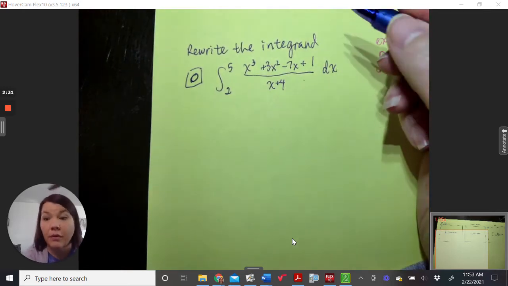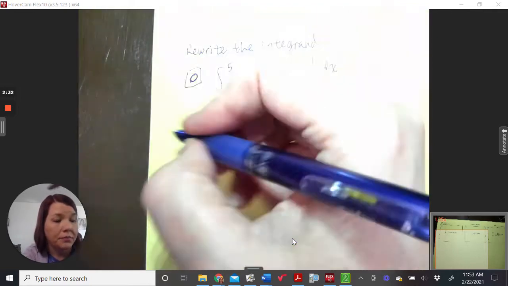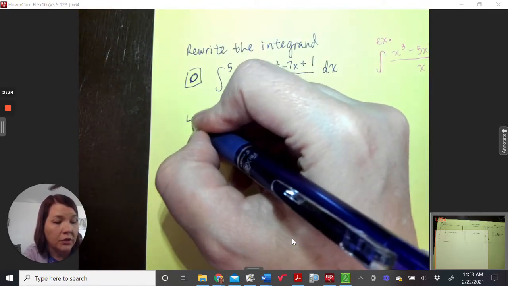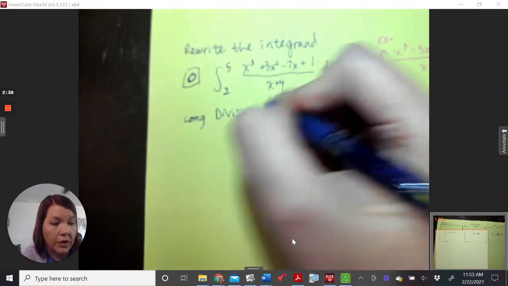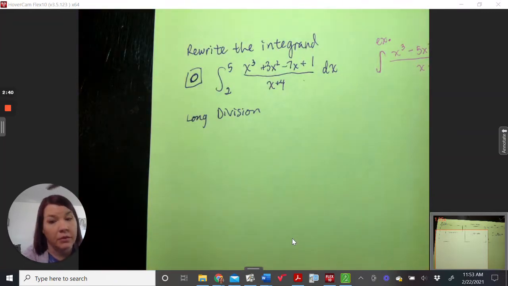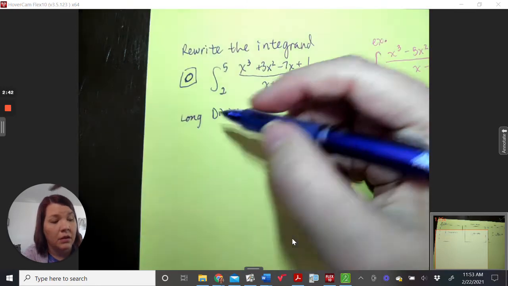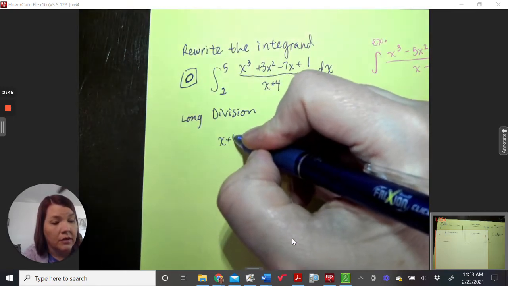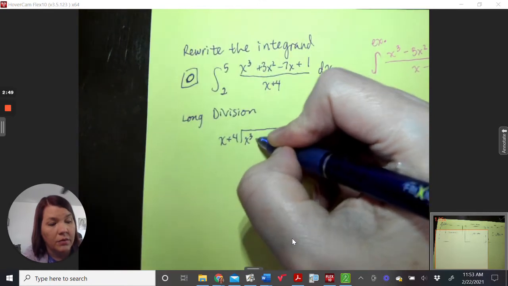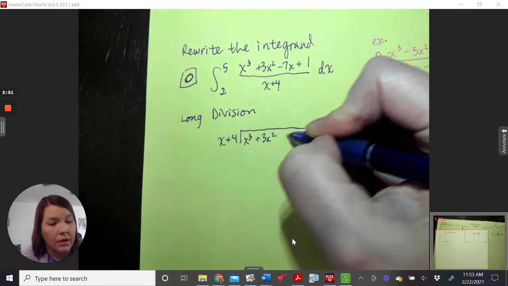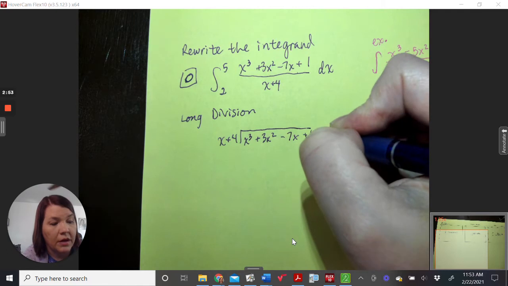So we're going to do long division. And long division is tricky and hard, and we might not remember, but it's still okay. It's not the end of the world. X plus 4 is going to divide into x cubed plus 3x squared minus 7x plus 1. And again, we did do this in class. We're going to do it again anyway.